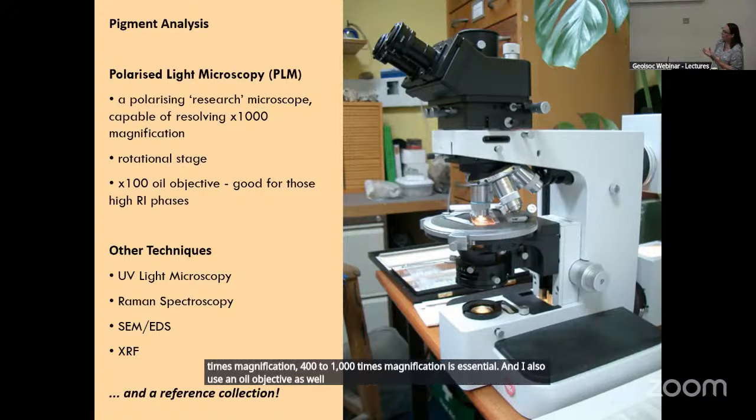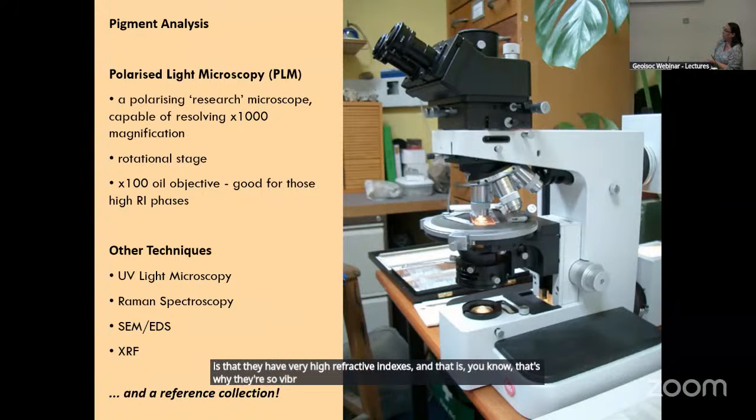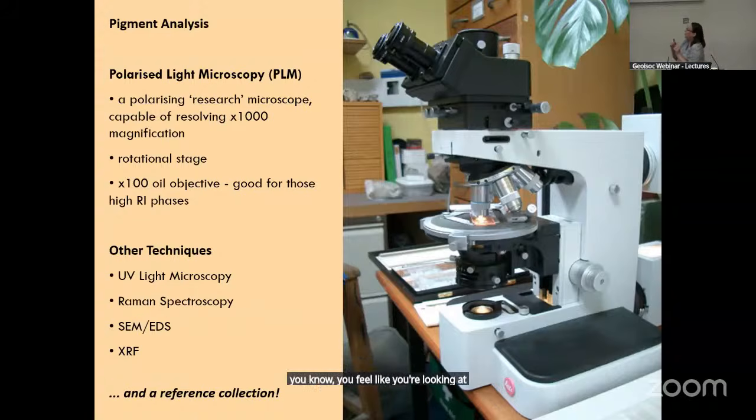And one of the things about pigments is that they have very high refractive indexes, and that's why they're so vibrant on canvas. But that means if you don't use an oil to flatten out that refractive index, flatten out the relief, I should say, you feel like you're looking at tiny coloured mountains. So it's kind of a slightly adapted version of polarizing light microscopy that most petrologists would use.